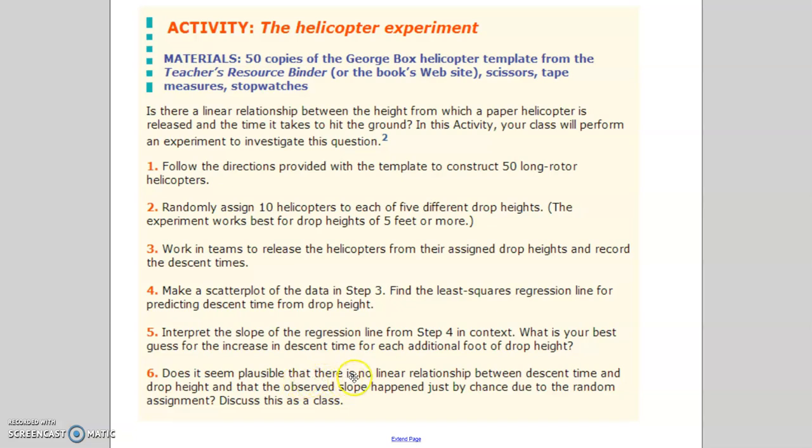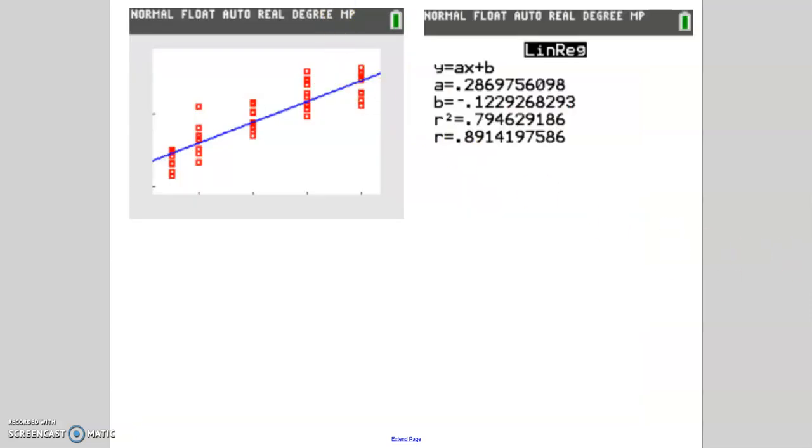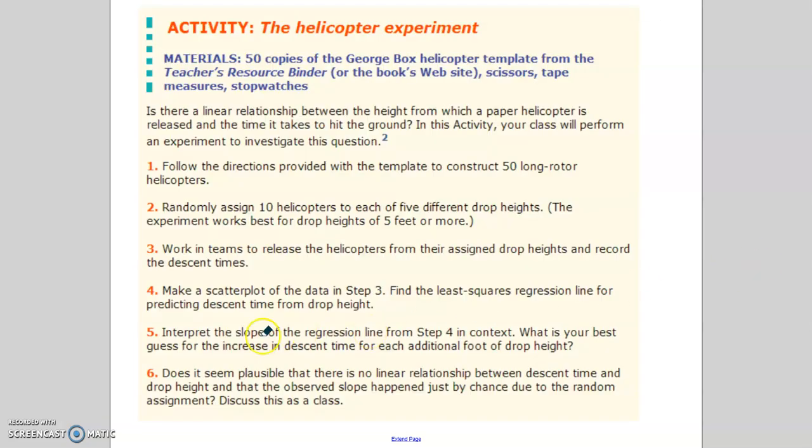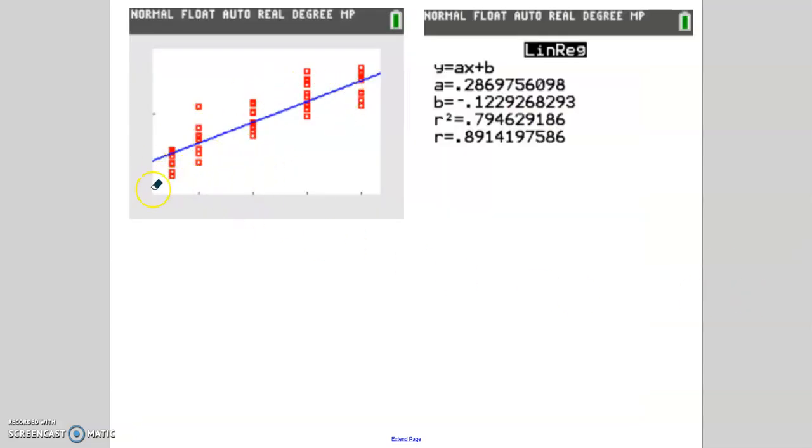Does it seem plausible that there is no linear relationship and that this observed slope just happened by chance due to random assignment? Like, for example, this plane right here, let's say helicopter number 18. Was it possible that this helicopter was always going to take this much time no matter what height we dropped it from, and that it was just because of random assignment that we saw this increase? I hope your answer there was, yeah, definitely not. Does it seem plausible that there's no linear relationship between these two variables? Absolutely not. There's no way we could have just randomly assigned these 50 helicopters in a way that gave us a positive slope here.